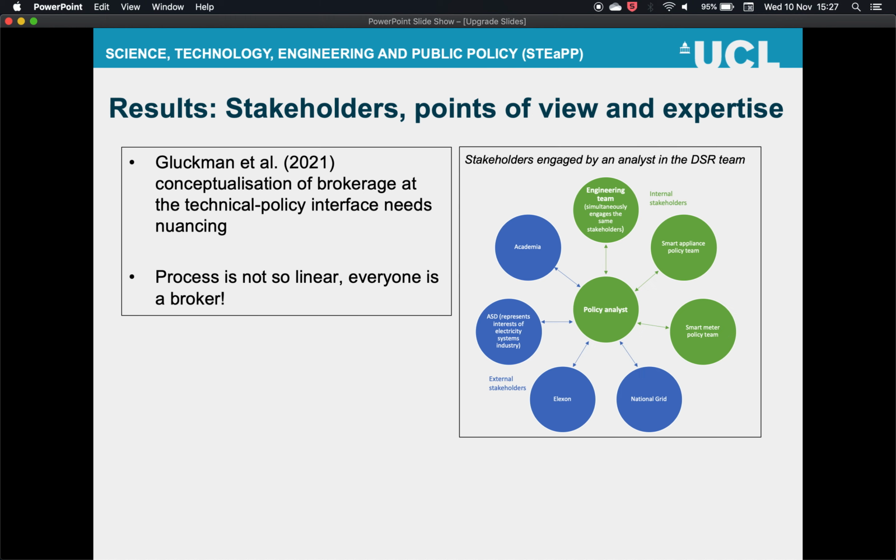I've got a fancy diagram for this. So what's on this diagram is at the center you have the policy analyst, and around are all the stakeholders that this policy analyst engages. The green ones are the internal stakeholders within the civil service, and the blue ones are the external. Note that the engineering team at the very top, you could switch those two. You could switch the bubble that has the policy analyst and switch it for an engineer, because the engineers engage the same stakeholders as the policy analysts do, slightly differently, and I'll come to that in a minute, but it's very important to note.